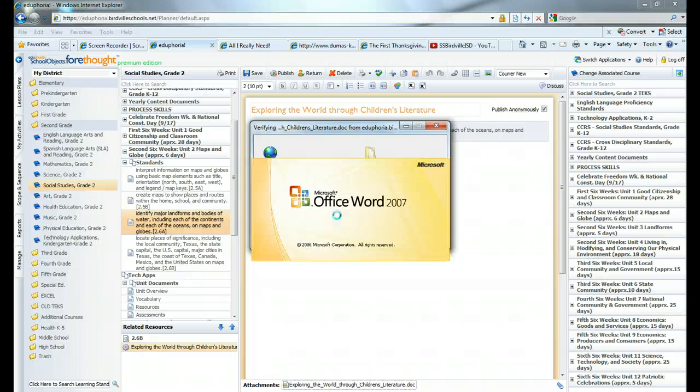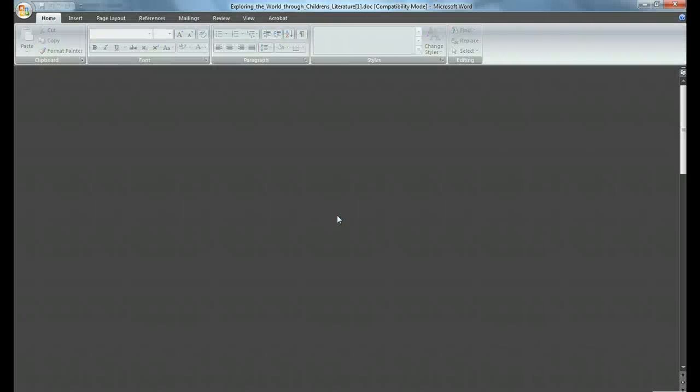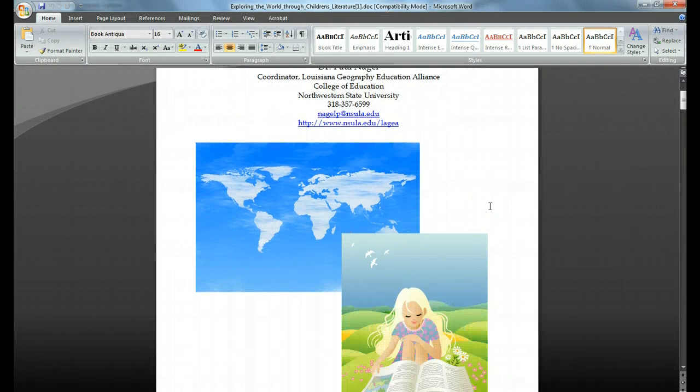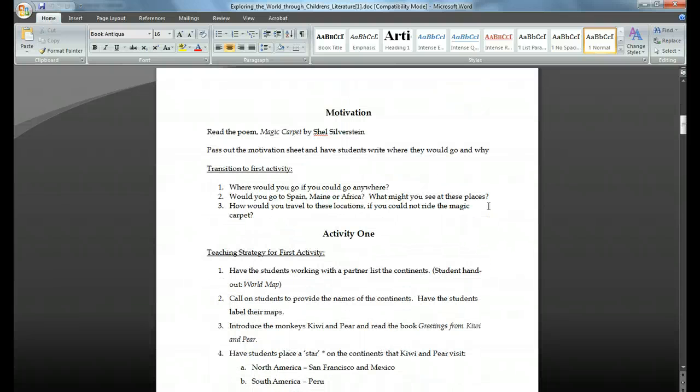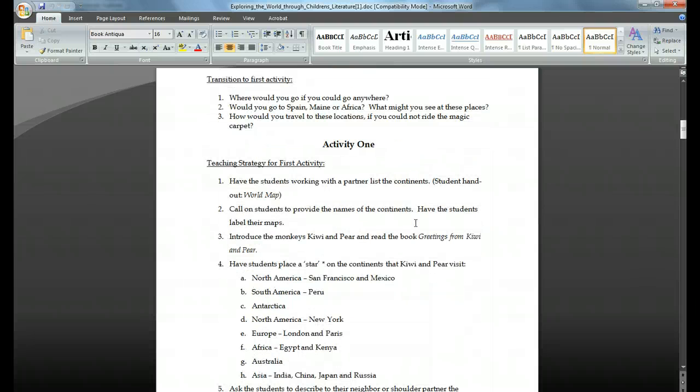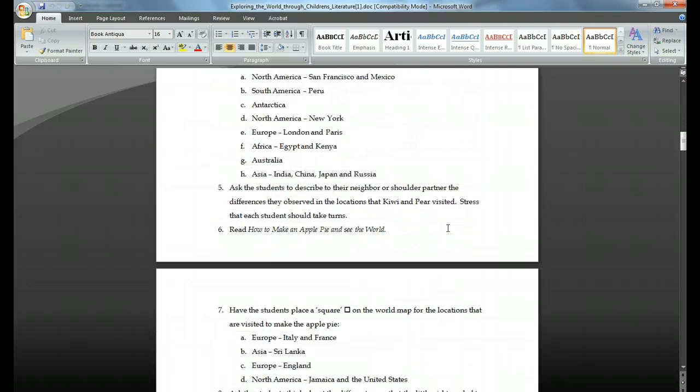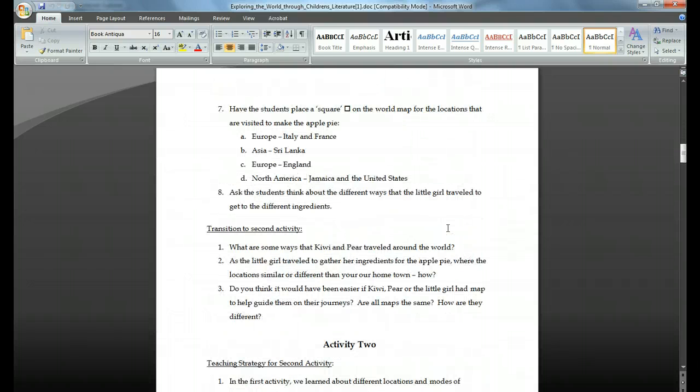So we'll open that up and show you what that looks like. It has on here, you all might remember this. It talks about how you read the poem Magic Carpet by Shel Silverstein, and you pass out motivation sheets and have the students write where they would go and why. And you really talk to them about working with a partner to list the continents and the names of the continents. So this is a great thing for talking about where places are in the world.